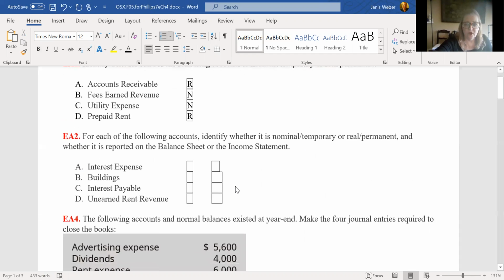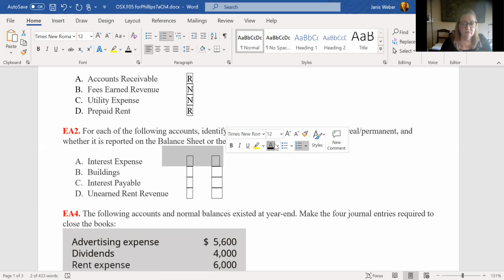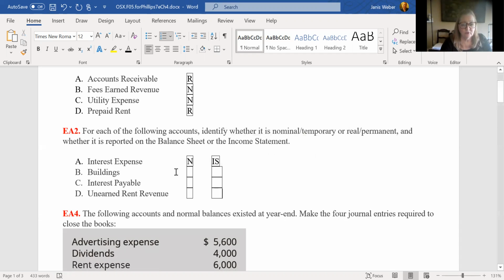Now the next one, we're still going to do nominal and real, but we're also going to say what statement it would go on. Interest expense. If it's on the income statement, it's going to be nominal, right? Or if it's dividends. So interest expense is nominal and it's on the income statement. Buildings are permanent or real, and they're on the balance sheet. Interest payable, also real or permanent and on the balance sheet. Unearned rent revenue, it says the word revenue, but it's not actually a revenue account, is it? It's a liability. So that's a real account that goes on the balance sheet.